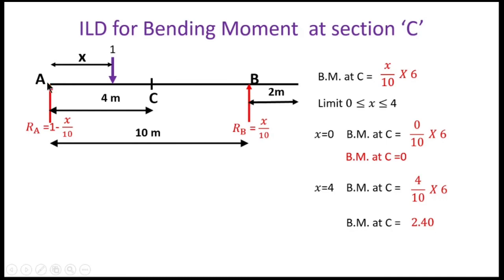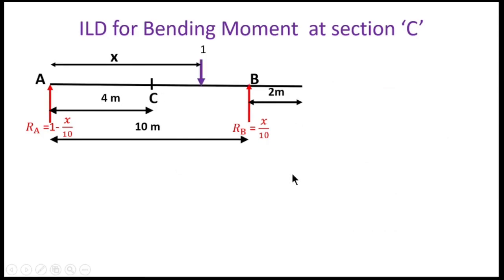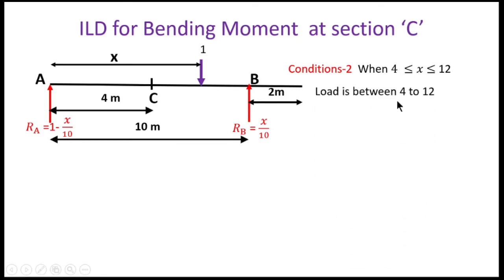So when the load is between 0 to 4, we got x is equal to 0, bending moment is 0, and x equal to 4, bending moment is 2.4. Now the next condition is the load is between 4 to 12. Second condition: the limit is x greater than or equal to 4 and less than or equal to 12. It indicates that the load is between 4 to 12.